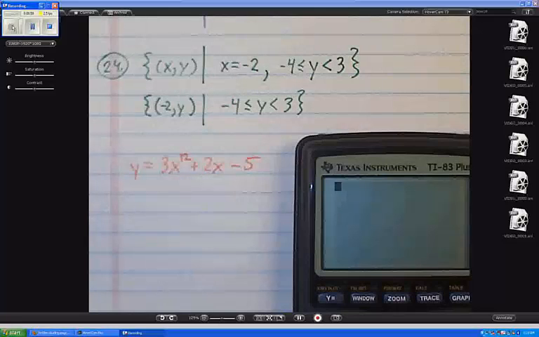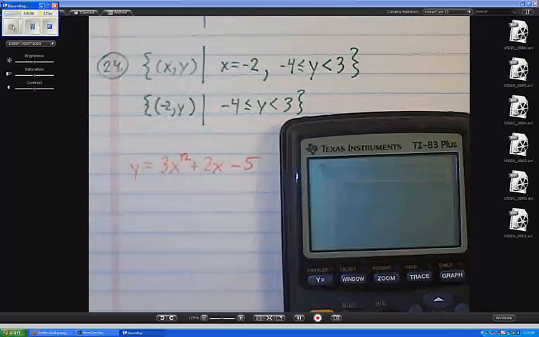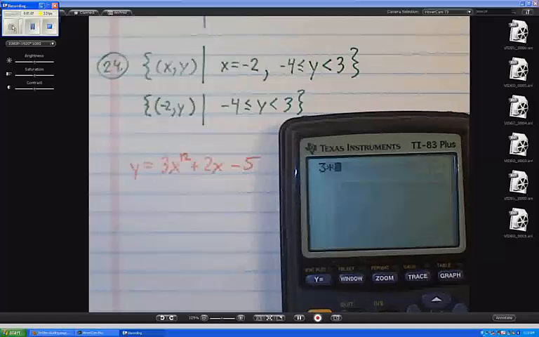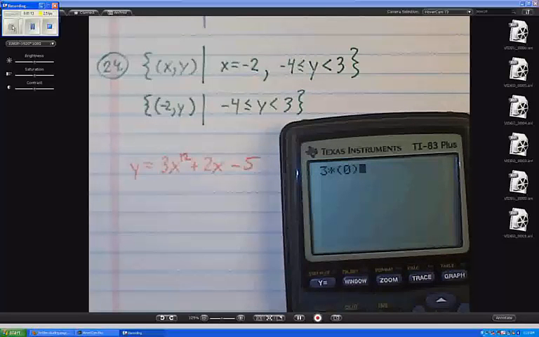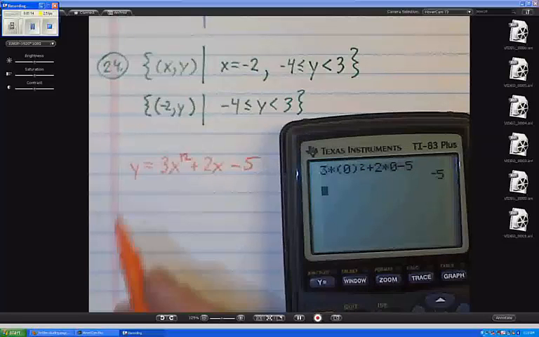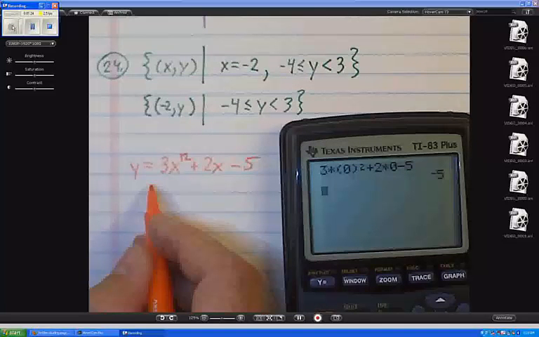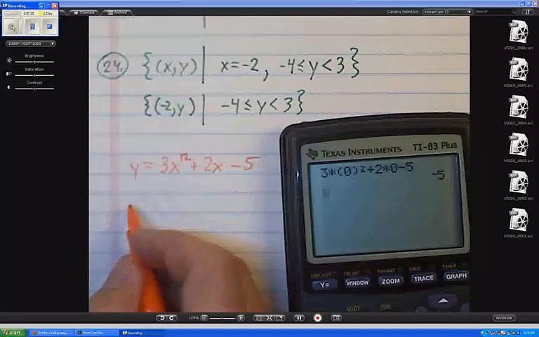I'm going to go ahead and type in 3 times 0 squared. Well, let me put that in parentheses. Plus 2 times 0 minus 5. Okay, so I just learned that one of the points that would be a point for this relation is the point 0, negative 5, right?